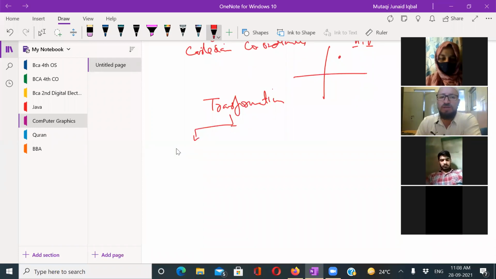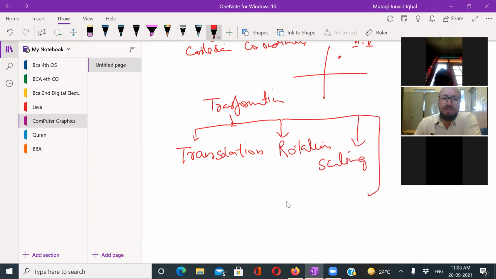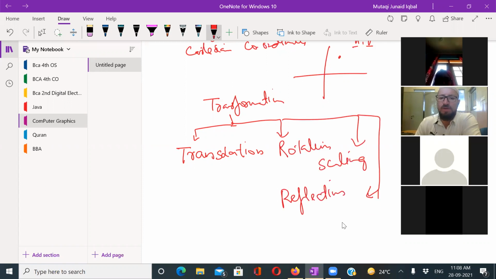So in transformation we have, firstly, what's the first thing we have? What's that called? We have done programs on this also. You should be knowing it. Translation. What is second? Anyone tell me? Rotation. What is the third thing we have? Scaling. Next, reflection. And last is shearing.